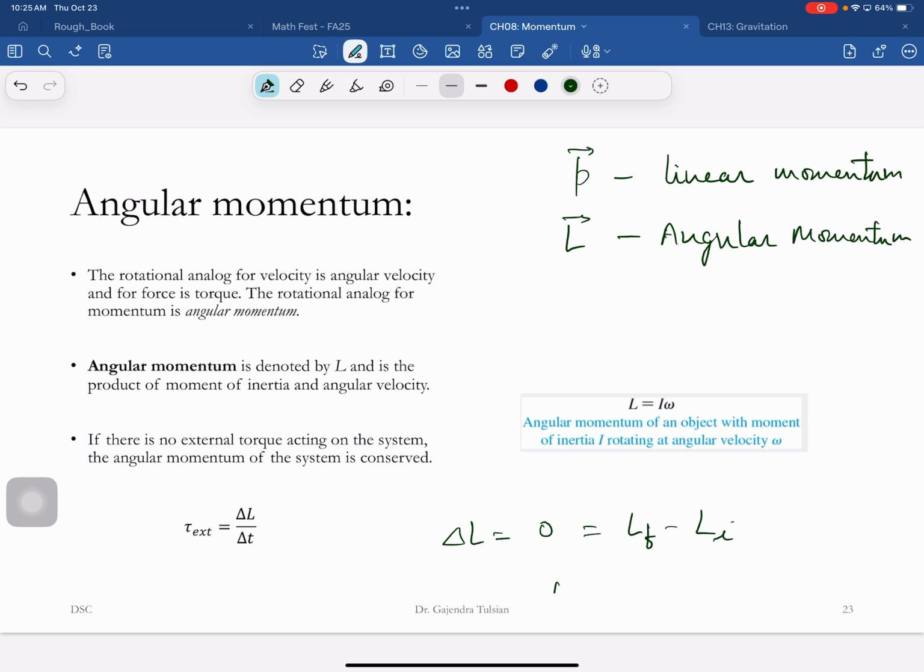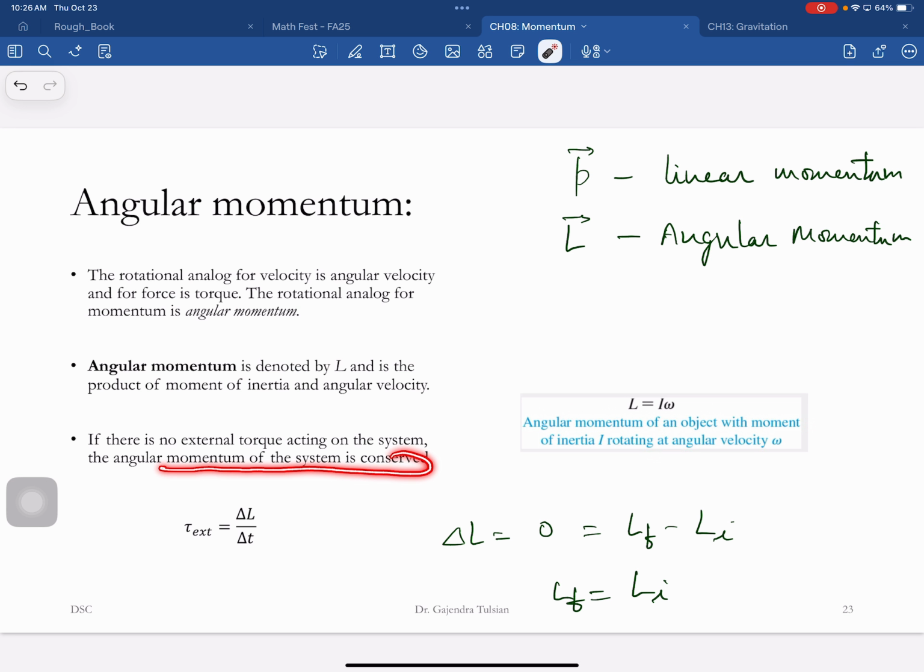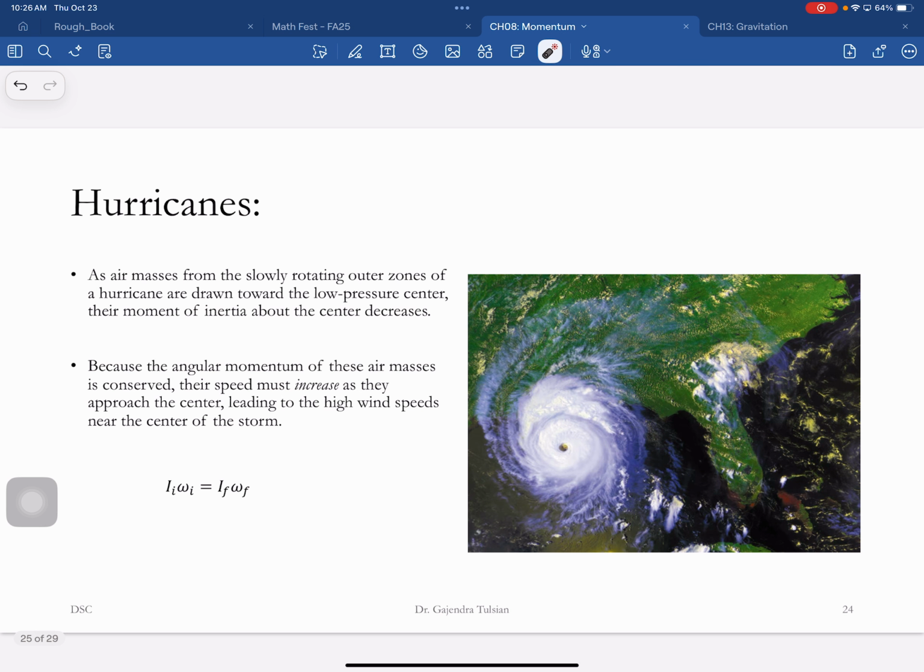So final angular momentum is initial angular momentum. If there is no external torque acting on a system, the angular momentum of the system is conserved. If this is 0, then this will be conserved. Okay, so that's what happens in hurricanes. This is just like a spinning skater.